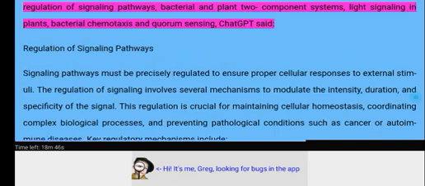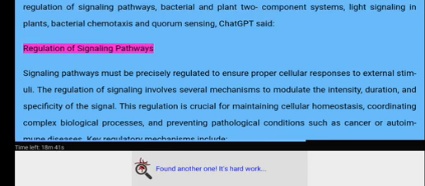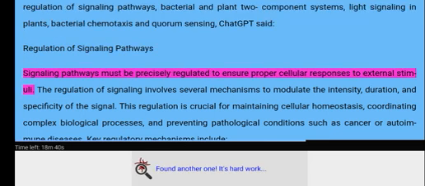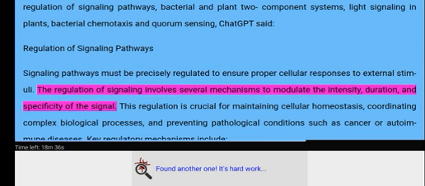Regulation of signaling pathways, bacterial and plant two-component systems, light signaling in plants, bacterial chemotaxis and quorum sensing. Regulation of signaling pathways. Signaling pathways must be precisely regulated to ensure proper cellular responses to external stimuli. The regulation of signaling involves several mechanisms to modulate the intensity, duration, and specificity of a signal.